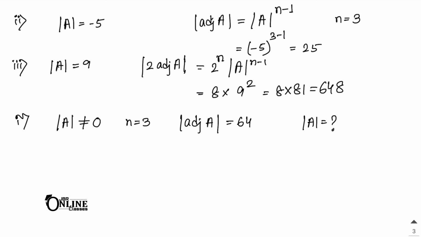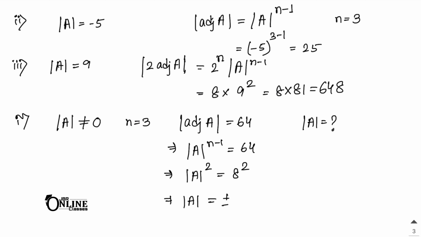So as here det adjoint A equals 64, you can write down here det A to the power n minus 1 equals 64. So it will be here det A to the power square equals 64, and 64 means 8 square. Okay, 64 means 8 square. So here you can write down det A equals plus minus 8. If you take square root on both sides, then you will get det A equals plus minus 8 as your answer.